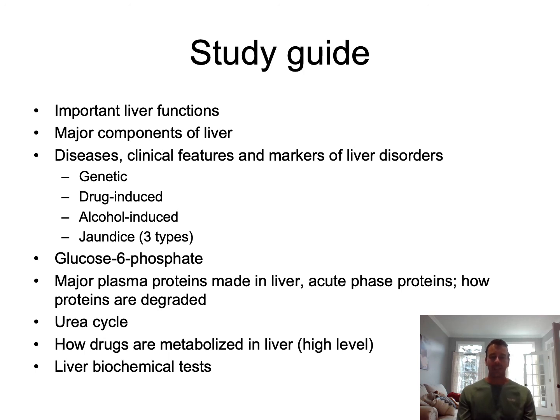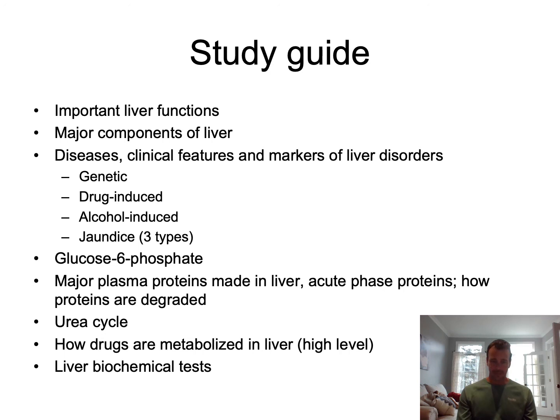The major components of the liver, I'm not going to draw any diagrams of the liver on there, but the main components of the liver are important to know. The diseases and the clinical features and the markers of liver disorders are important to know. Some of the genetic diseases I talked about, the drug-induced diseases, the toxicity with acetaminophen is important to know, and how alcohol is metabolized. And then the three types of jaundice that I just talked about.